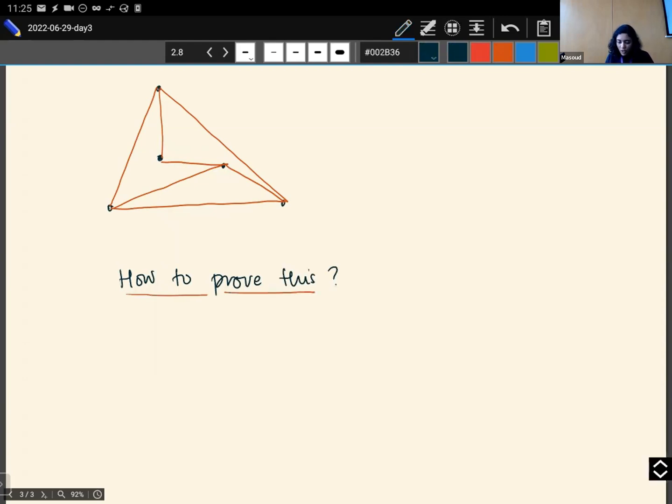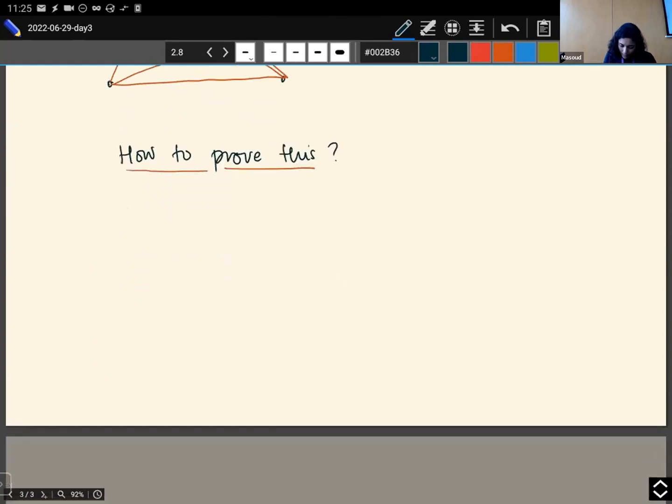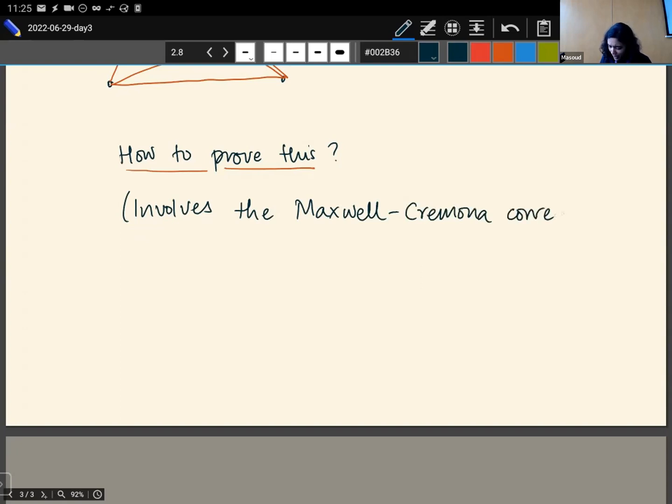So the answer is that it's all just linear algebra, but tricky linear algebra, and it goes through this theorem, or I don't even know what to call it, because it's papers from the 1800s, and they don't really say theorem, proof. They kind of give methods. So it involves the Maxwell-Cremona correspondence. Correspondence, yeah, that's apparently the word.